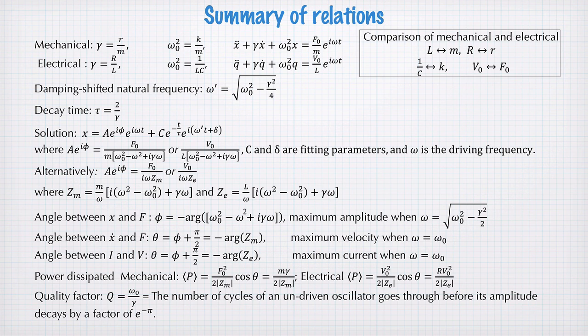And finally, here's a summary of all the different relations that we've used throughout this section on damped driven harmonic oscillation. So relationships between mechanical and electrical oscillators, the damped natural frequency and the undamped natural frequency, and all the different values of the angle of impedance and everything else.